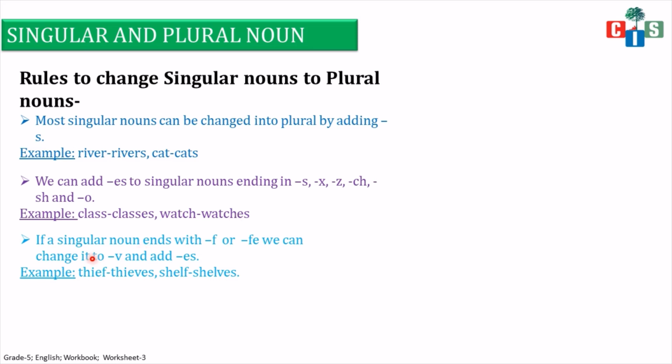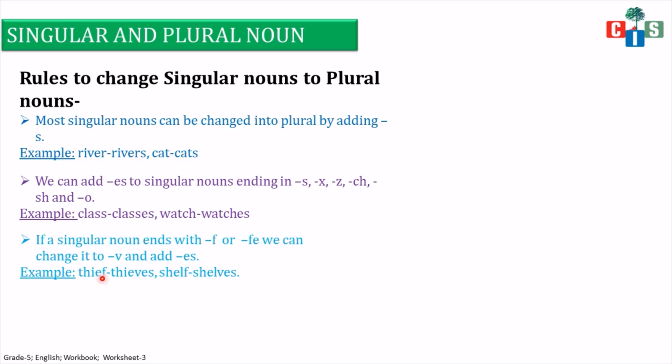Okay, then next is, if a singular noun ends with f or fe, we can change it to v and add es. Means we can change it into plural by adding es or by changing to v. For example, see, thief. Thief is a word which ends with f, right? You can see here, thief is a word which ends with f.